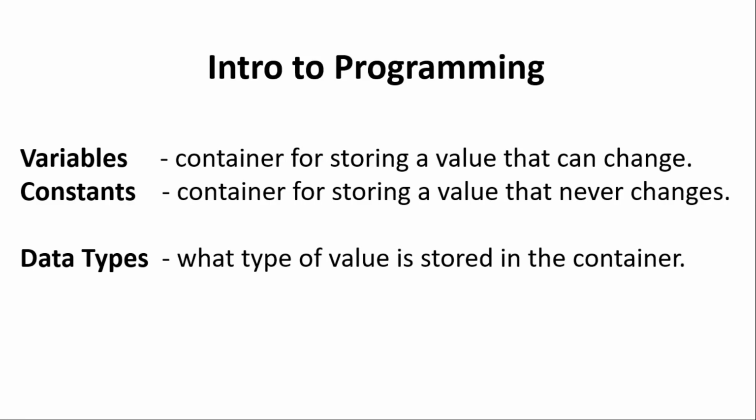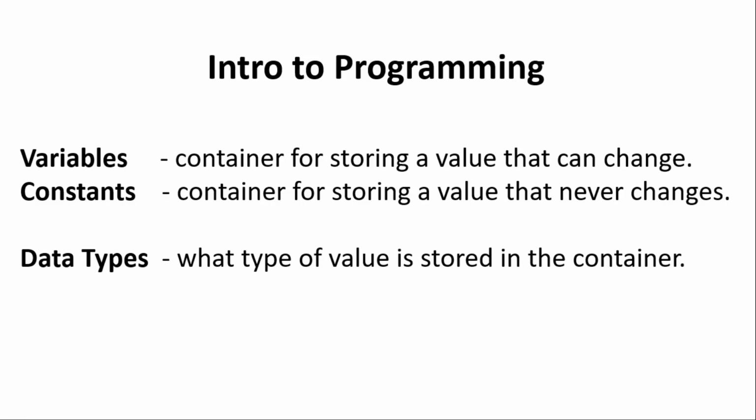The opposite of a variable is a constant. So this is something you define usually at the top of your program, and it never changes throughout the program. It keeps that value. So it's the opposite of a variable.